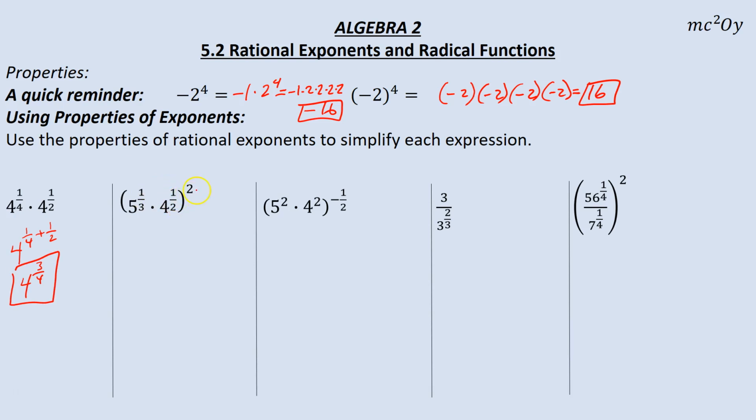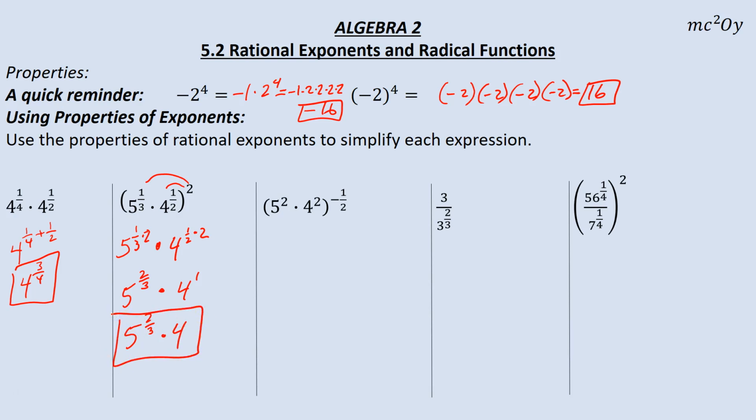5 to the 1/3 times 4 to the 1/2, all squared. Notice the bases are not the same. We have 5 and 4. So we're just going to bring this in and square each part. We get 5 to the 1/3 times 2 times 4 to the 1/2 times 2. So the powers are both being multiplied by 2. That gives me 5 to the 2/3 times 4 to the 2 over 2 as a whole. 4 to the first, or 5 to the 2/3 times 4.